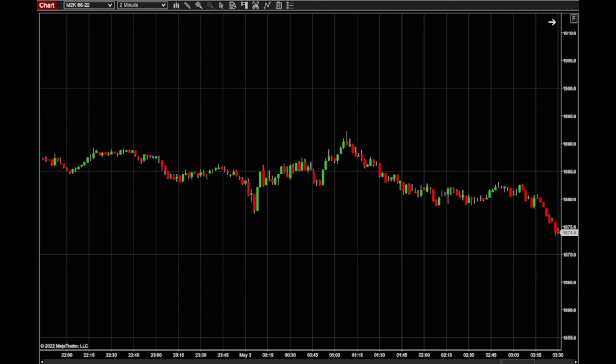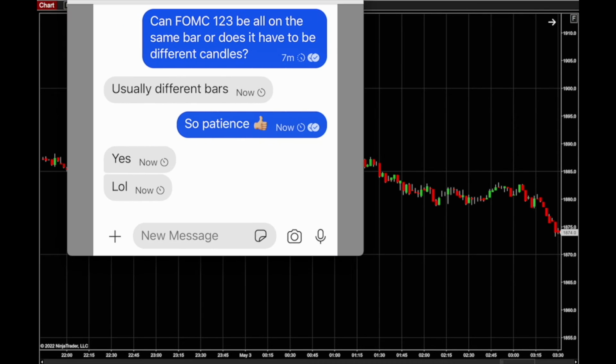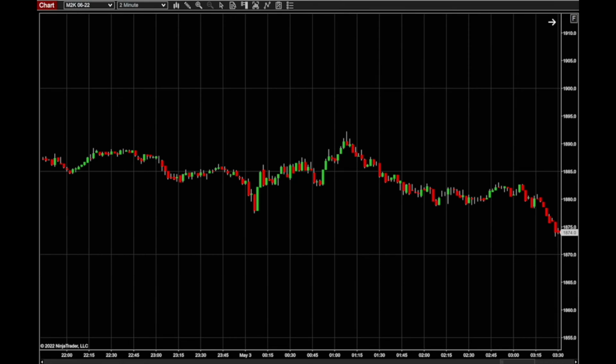And I actually took a screenshot of one of my conversations with Hubert. This was way last year, and I just wanted to show it to you because it makes me laugh. I texted him, I'm like, can FOMC 1, 2, 3 be all on the same bar, or does it have to be different candles? He goes, usually different bars. I'm like, so patience. He says yes. LOL. So I didn't have a lot of patience back then, and I was literally looking at it all to be this one little thing.